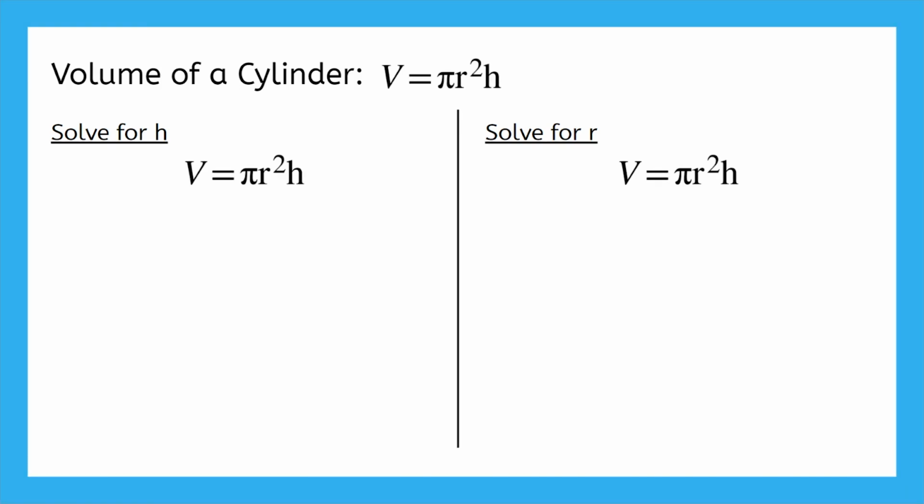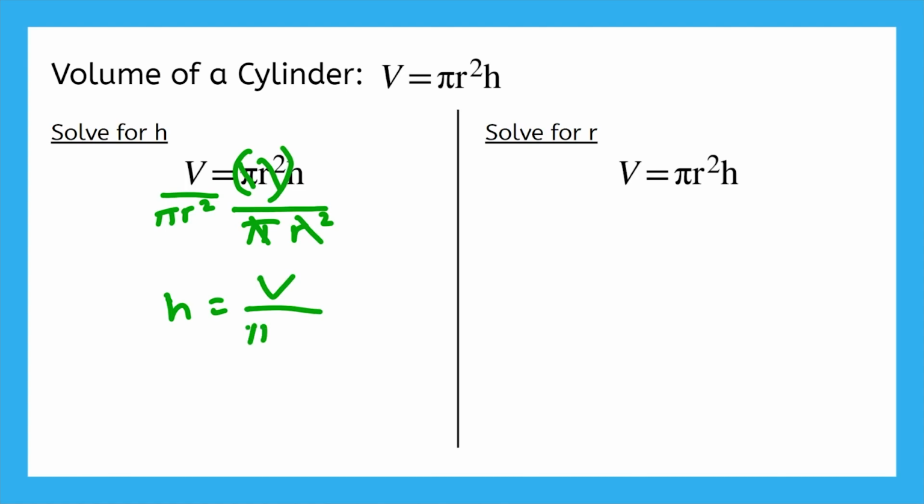Solving for H is pretty simple. We're multiplying H by both pi and R squared. So to solve, we have to undo both multiplications. Now we could do this one at a time, but let me show you a cool trick. Since this is all one big multiplication, we could think of it as pi R squared times H. And we can undo it with one big division. Dividing by pi cancels multiplying by pi, and dividing by R squared cancels the R squared being multiplied, leaving us with H equal to volume divided by pi R squared.